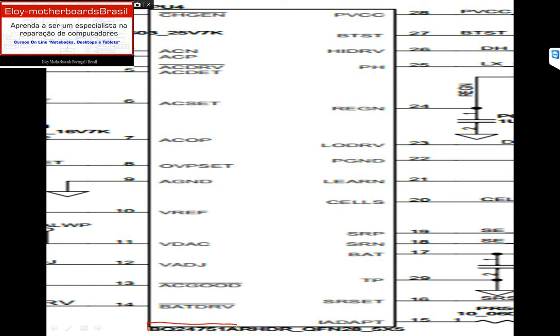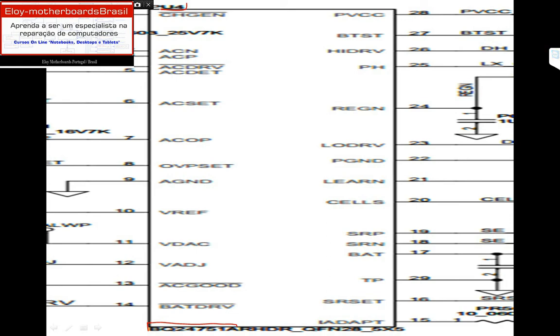So a quick analysis of this PU4. I will not explain all 28 pins. You can just download the datasheet, it's all written there. I'm just going to speak about a few things that we technicians need to know.